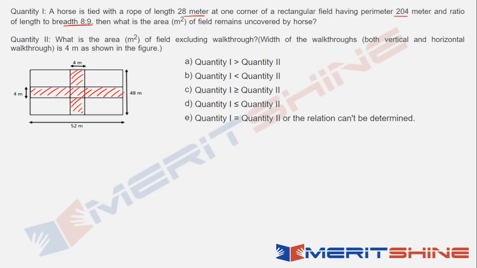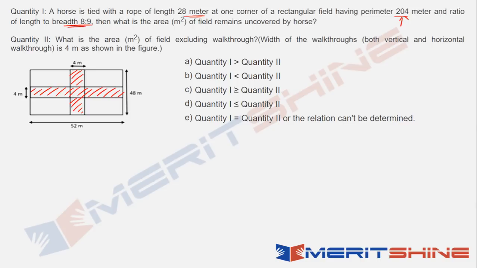If you look at this first quantity, this rope is given to you, so this would give you the area of that part of the circle, or 1/4 of the circle that needs to be removed from here. But before that, let's do the area of the rectangle first. Now, what is the perimeter given? This is 204 meters, and the ratio of length and width is given as 8:9.